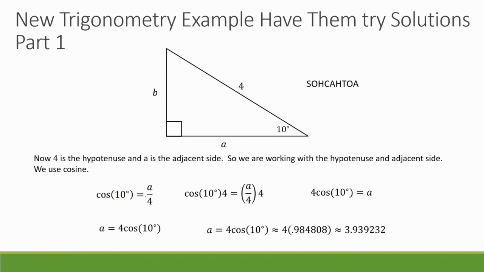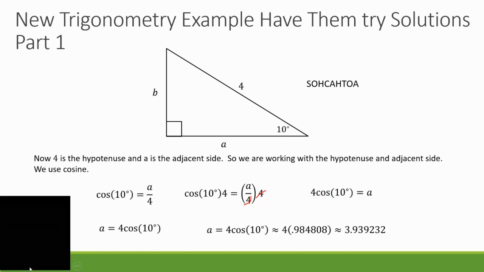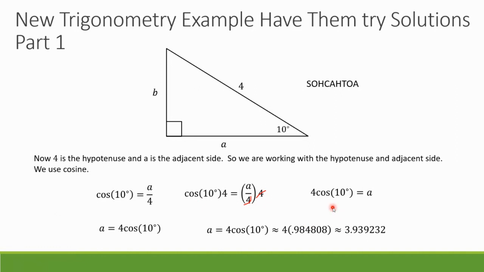So what we can do is multiply both sides by 4. When you do that, just like in the previous slide, these 4's cancel and you get cosine of 10 degrees times 4 equals A. I put the 4 over here, but multiplication is commutative, so you can multiply in any order. So we have 4 times the cosine of 10 degrees is A.